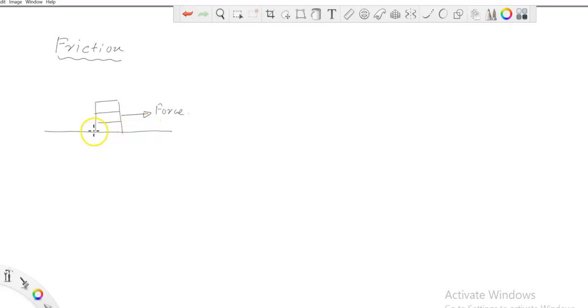So the friction is always between two surfaces. When you try to move something, when an object is sliding against another surface, right, you always have to have two surfaces. So between the two surfaces, that means right here, between the floor and the bottom of this drawer, there is a resistive force pointing in the other direction. So this is friction.